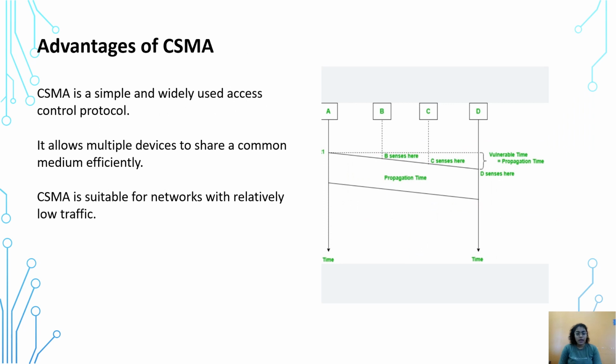Advantages of CSMA. CSMA is a simple and widely used access control protocol. It allows multiple devices to share a common medium efficiently. CSMA is suitable for networks with relatively low traffic.